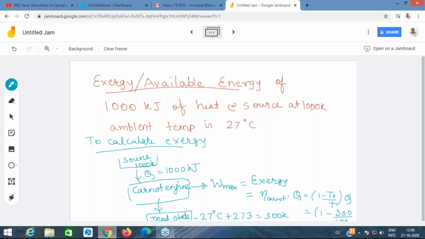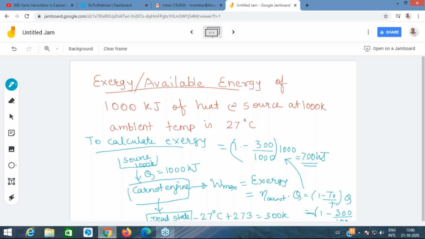Let me write it somewhere else. I'm writing it here. So 1 minus T naught is 300 and T is 1000, into Q is 1000. So this is 700 kilojoules.